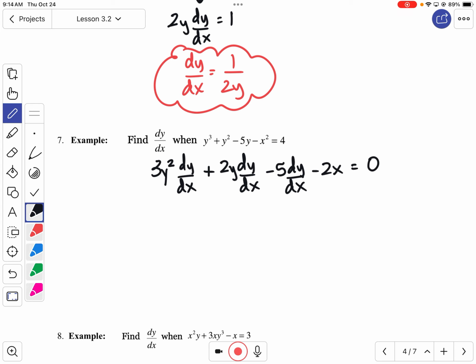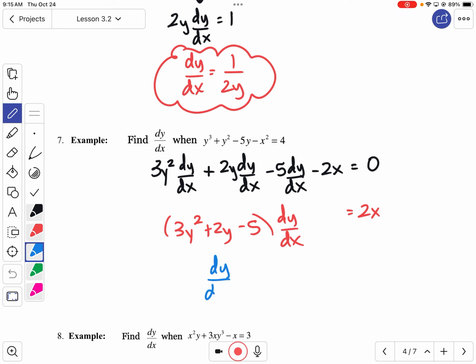Okay, so we want to collect our dy dx terms together and move everything else to the other side. Who's moving over? The 2x, so we know it's going to equal 2x. All the other terms have a dy dx, so we're going to have 3y squared plus 2y minus 5 times dy dx. And then if we want to keep dy dx by itself, we're going to divide by all that.